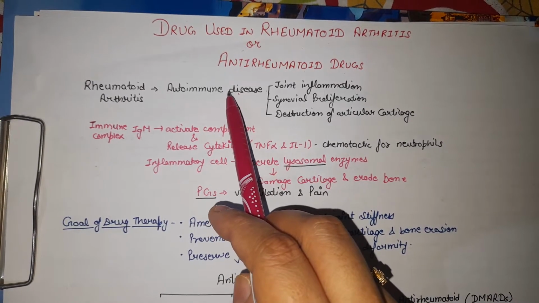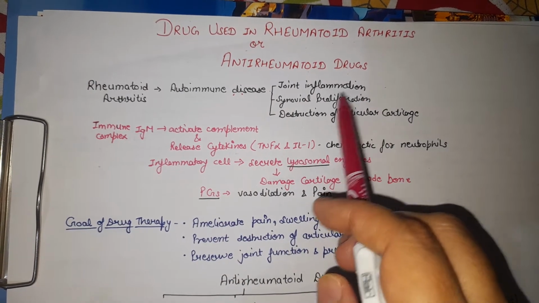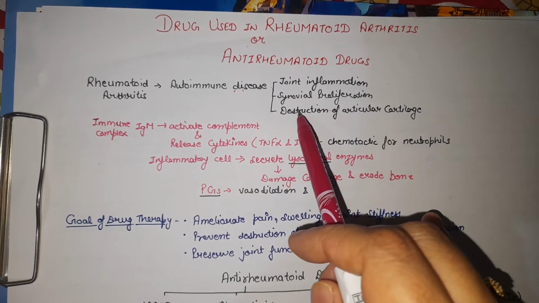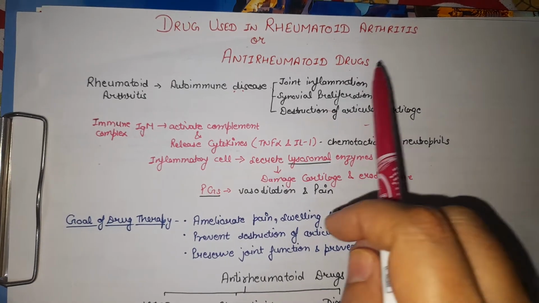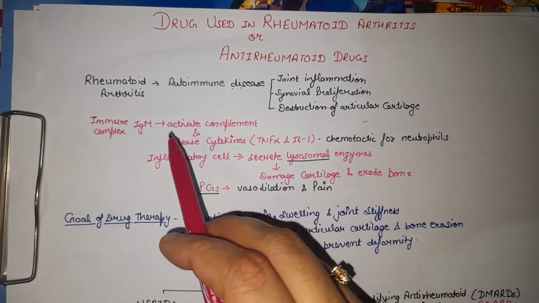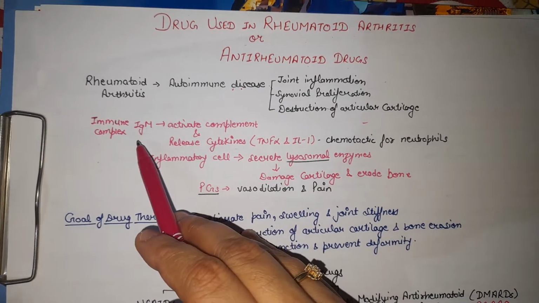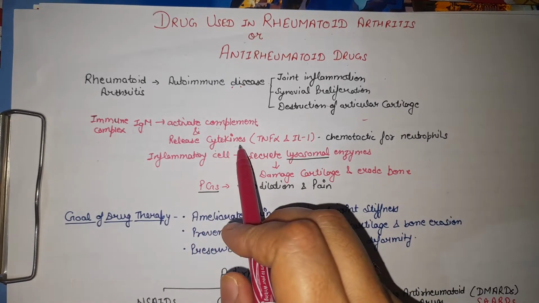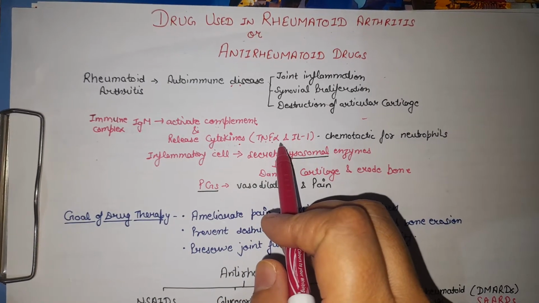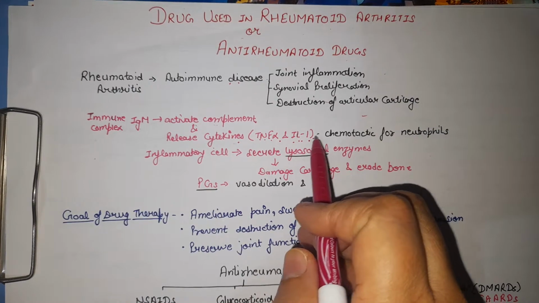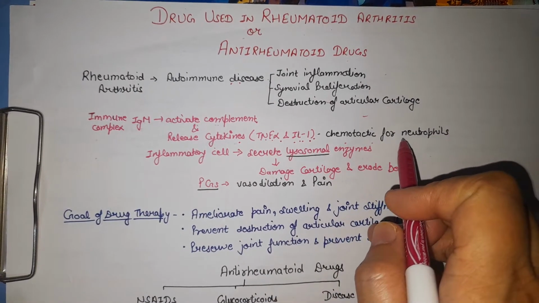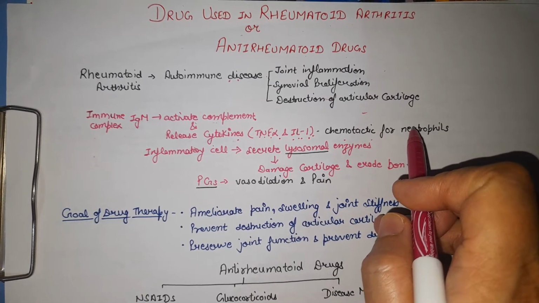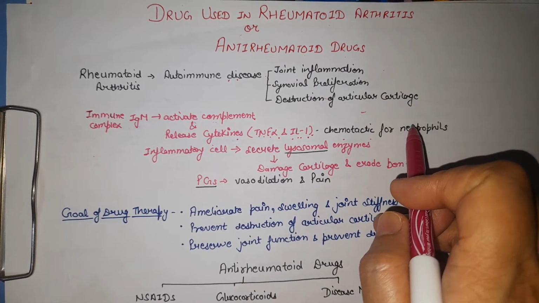the periarticular tissue. In this, joint inflammation occurs, then there is synovial fluid proliferation and synovial cell proliferation and destruction of the articular cartilage. So what happens in this disease is, first the immune complex of IgM will activate the complement system, which will release cytokines like tumor necrosis factor alpha and interleukin 1, which cause chemotaxis of neutrophils, which leads to the synovial proliferation and initiates the inflammatory process, which causes the edema.